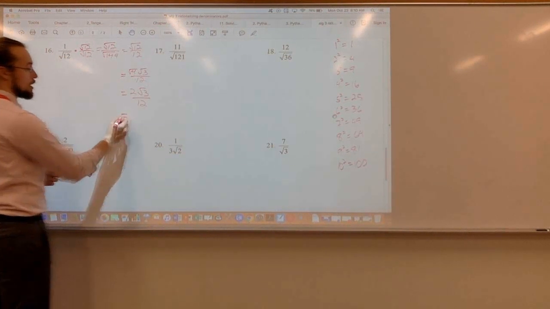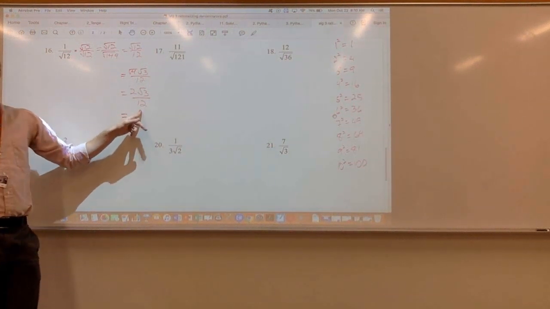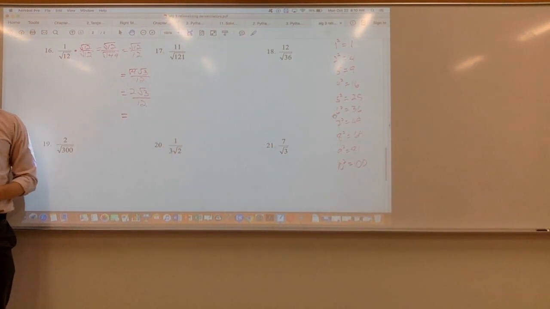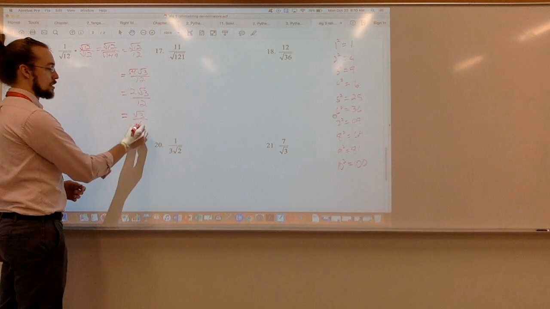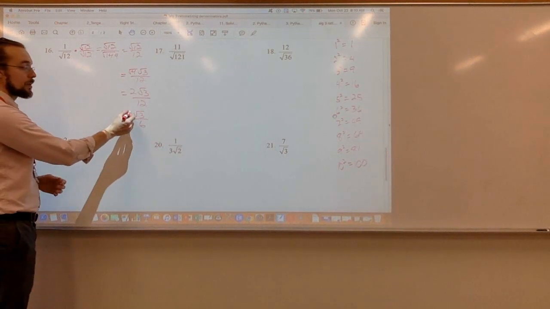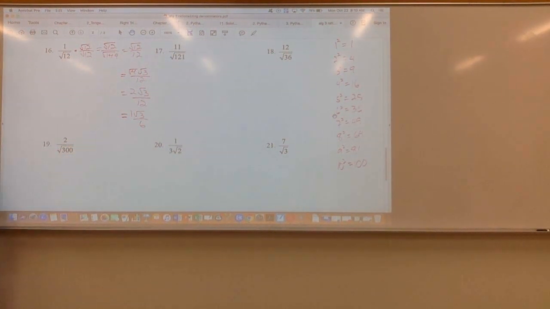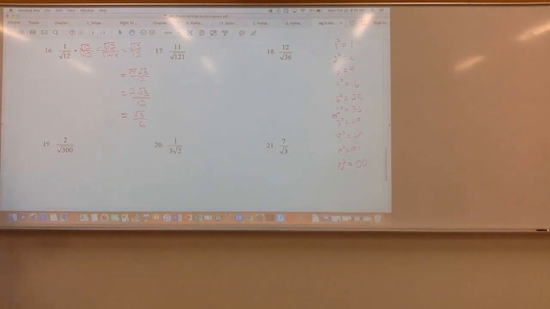Now, can I do anything else? Yeah, this 2 over 12 will reduce. What does 2 over 12 reduce to? 1 over 6. Since I still have this square root of 3 in my numerator, I don't have to write the 1. We could write this as 1 over 6 and the square root of 3 in the numerator as well, but I don't have to write that 1. I can just write this as square root of 3 over 6.